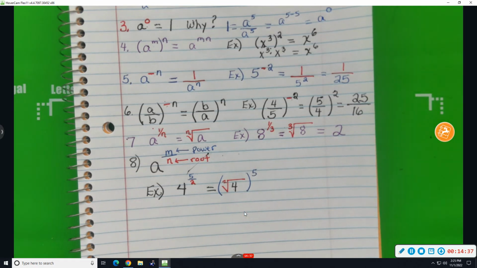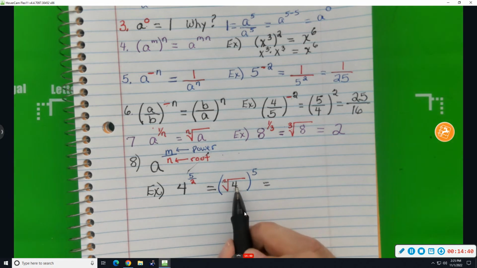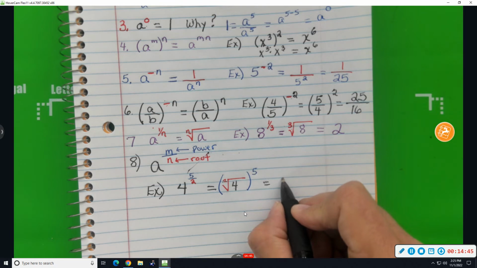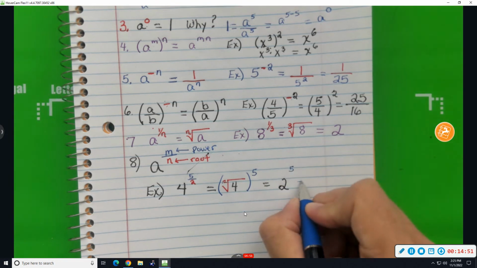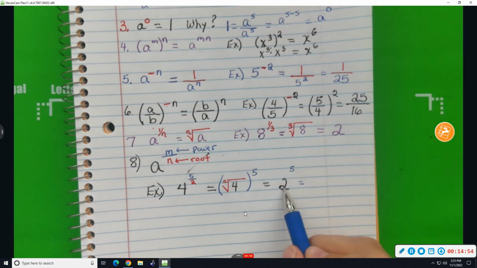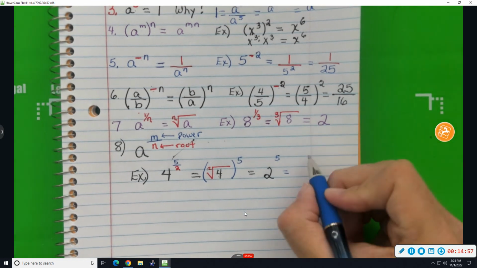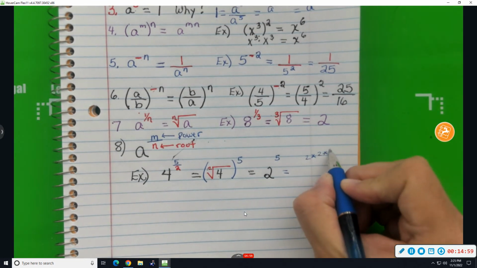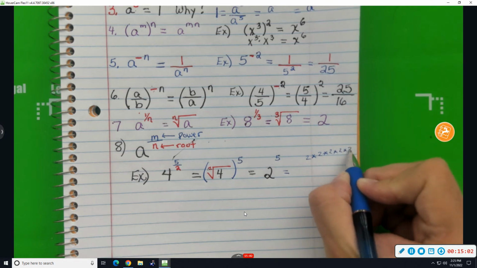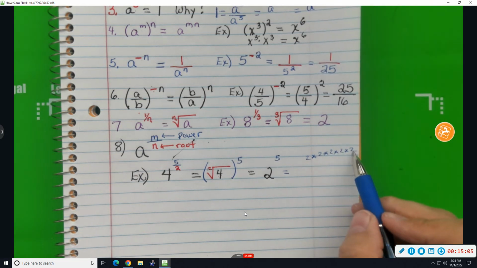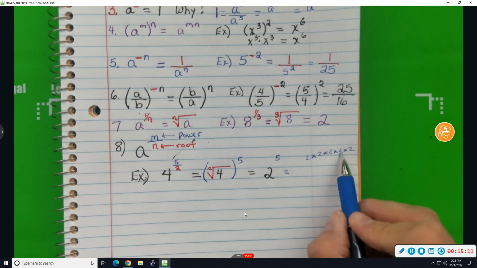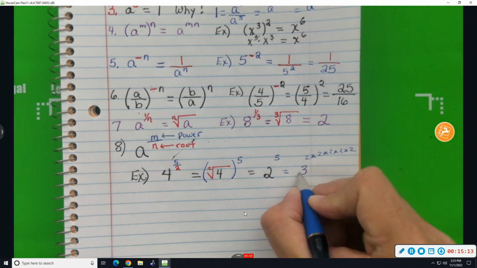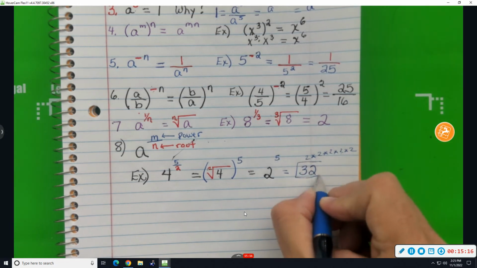So let's see. What is the square root of 4? Is it 2? And we then have a 5th power. 2 to the 5th power. If we multiplied out 5 2's, what would we get? 32. Y'all hear that? 2 times 2, 4 times 2, 8 times 2, 16 times another 2, 32. I don't know why I don't have my calculator open.